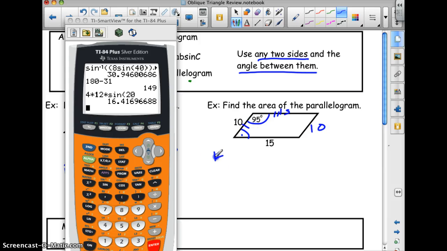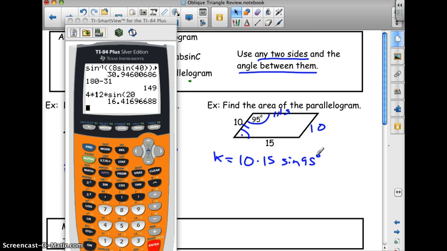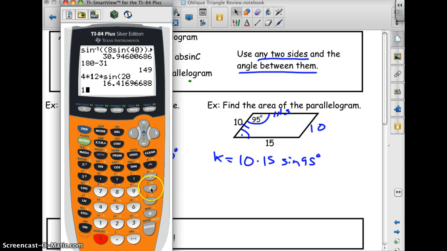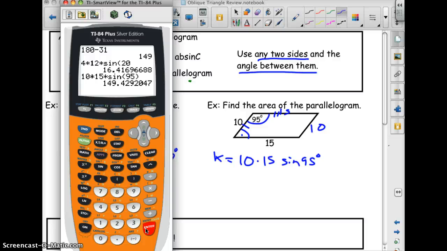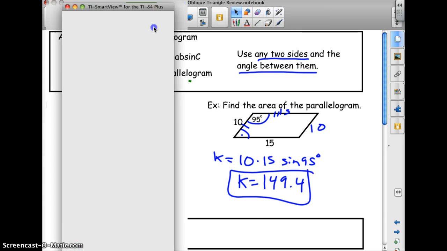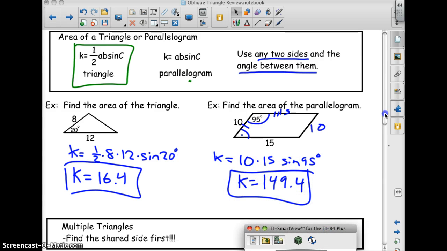All right, so k equals 10 times 15 times the sine of 95. Just make sure your calculator's in degrees and you won't really have any problems here. So the k is 149.4. Okay, so that's how I can do an area problem. Those ones are pretty simple, I think.